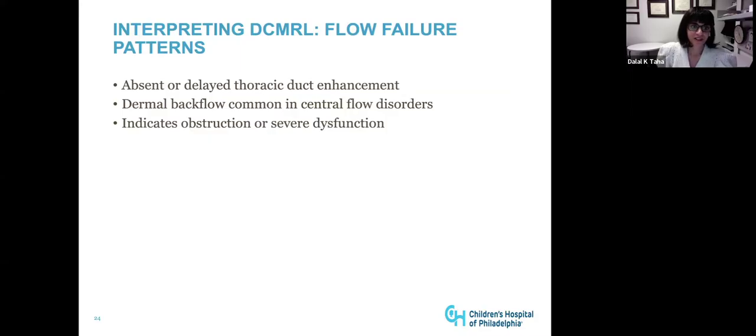So DCMRL is really important for assessing the actual thoracic duct, which is the main lifeline to the lymph system. It's really good at showing dermal backflow that you wouldn't be able to see on a T2 MR, and it can indicate where the obstruction or dysfunction is in the patient.